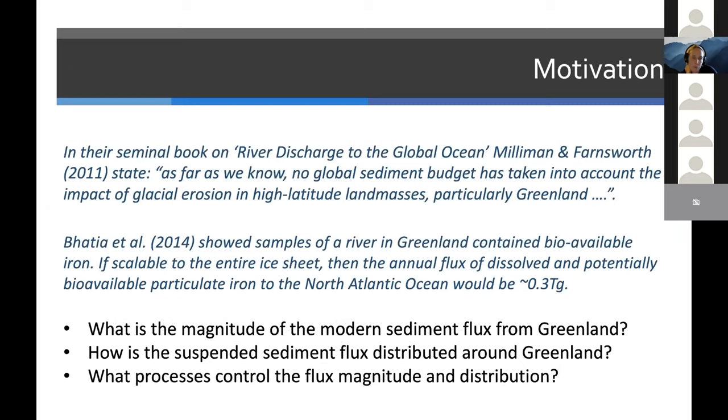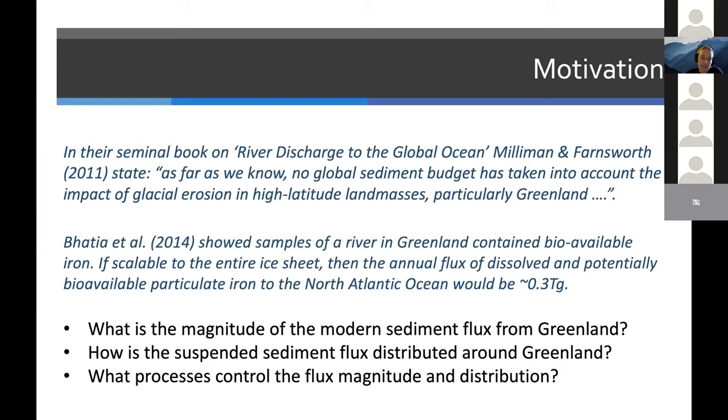Did we know that before? Well, people had been doing back of the envelope reconstructions, but still John Milliman and Katie Farnsworth in 2011 state that, as far as we know, which is a big sign, no global sediment budget has taken into account the impact of glacial erosion in high latitude land masses and particularly Greenland. So that's sort of an endorsement that they want to see some more research there.